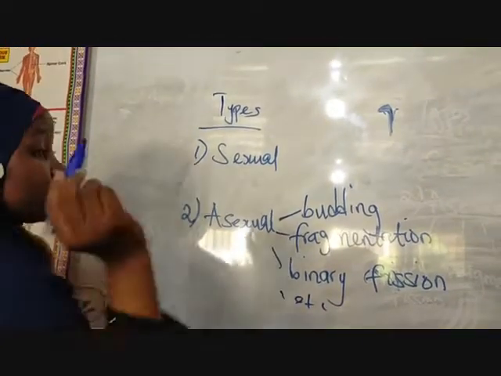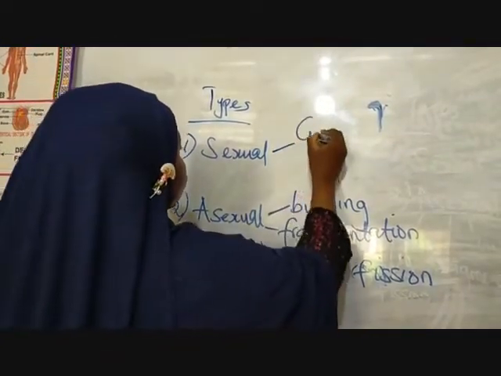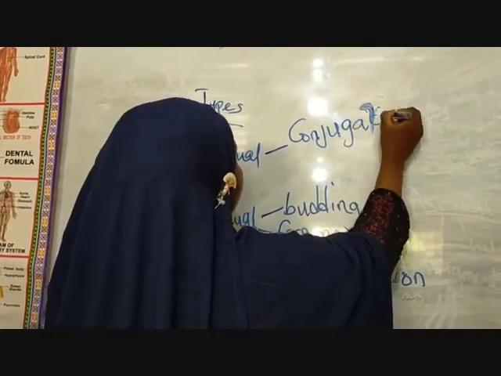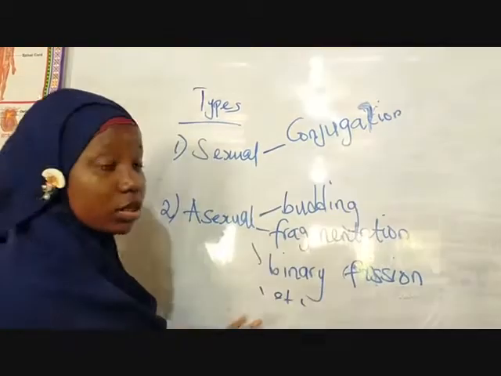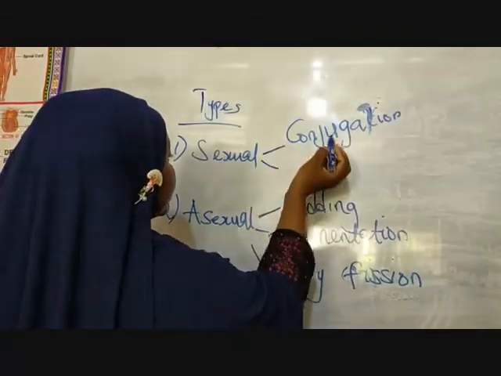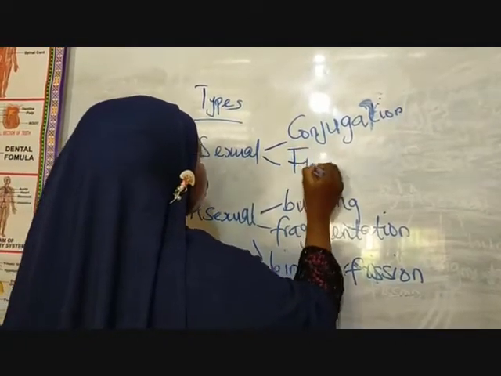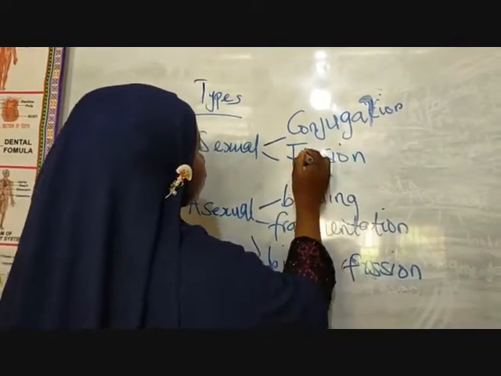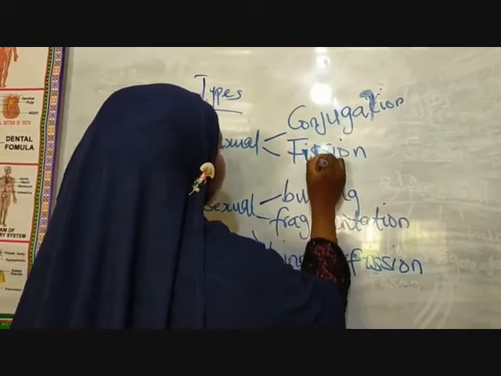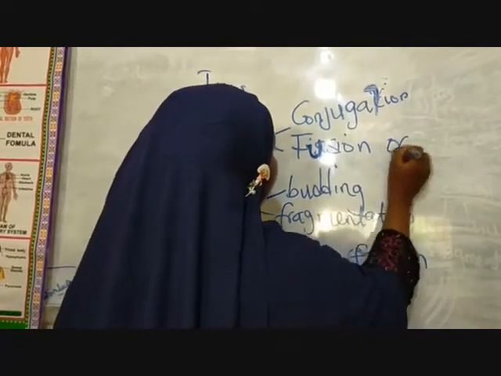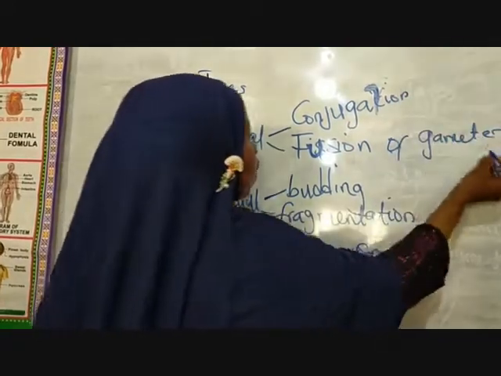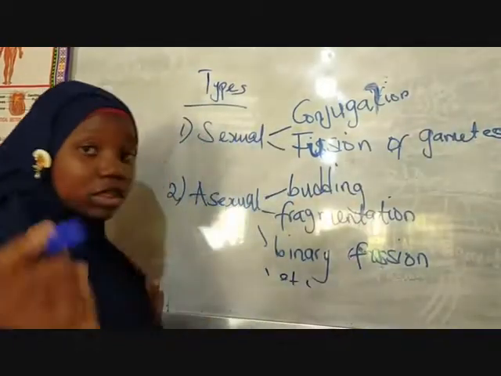For sexual reproduction, there are two major types. We have conjugation, which occurs in paramecium, and this has also been discussed in our SS1. And then the last one is fusion of gametes.